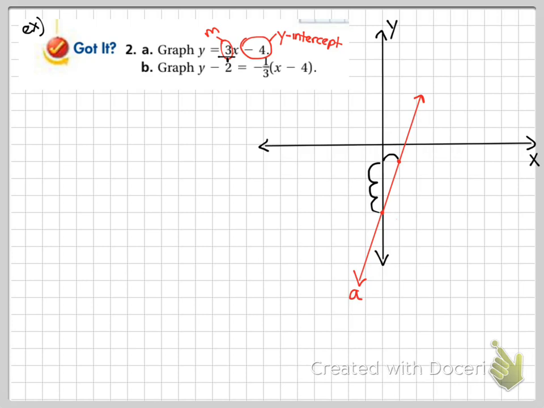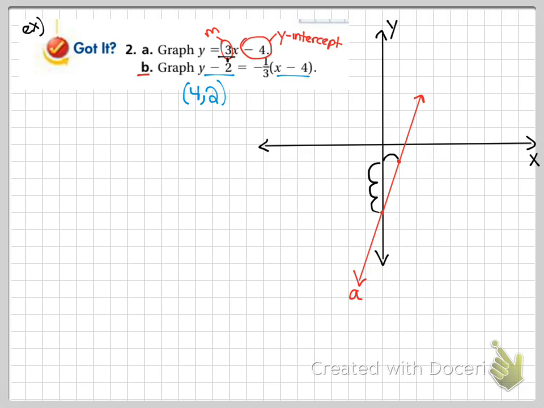So now let's see if we can graph line B. Line B is in slope-intercept form, or sorry, point-slope form. The easiest way to do point-slope is to graph the point you're given, and then to use your slope to get another point. So let's see if we can figure out what our point is from this formula. Remember, point-slope form is already negative. So our point here would be (4, 2).